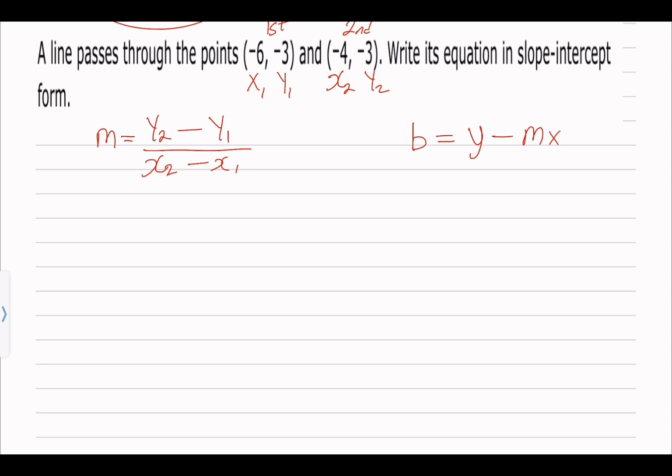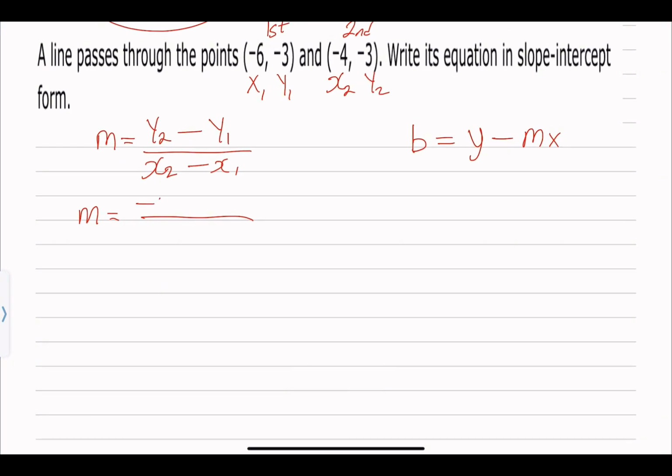Now we plug it in. So let's go. M equals, what is y2? Y2 is negative 3. That means this is going to be minus, what is y1? Negative 3.